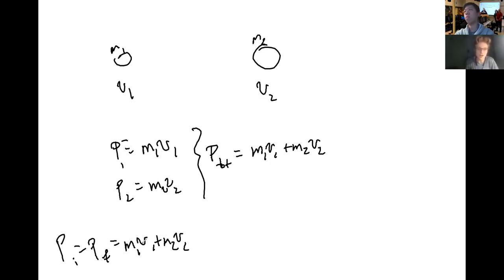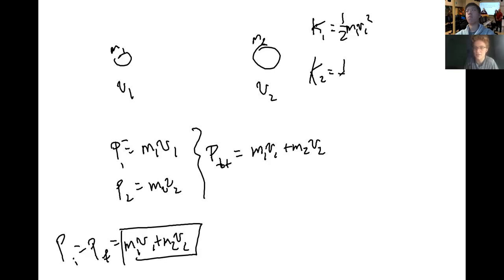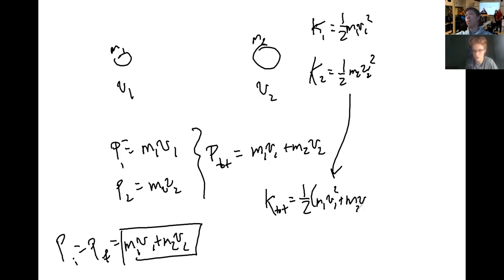So yeah, regardless, the final momentum is going to be m1 v1 plus m2 v2. And in this case also, the kinetic energy of the first ball, k1, I'm going to use k instead of ke because ke is just too many letters, and k2. The kinetic energy of the first one is going to be 1/2 m1 v1 squared. And here it's going to be 1/2 m2 v2 squared. So the total kinetic energy, k total, is going to be 1/2 m1 v1 squared plus 1/2 m2 v2 squared. And since the kinetic energy in an elastic collision is conserved, then k initial is going to be equal to k final, which is 1/2 m1 v1 squared plus 1/2 m2 v2 squared.